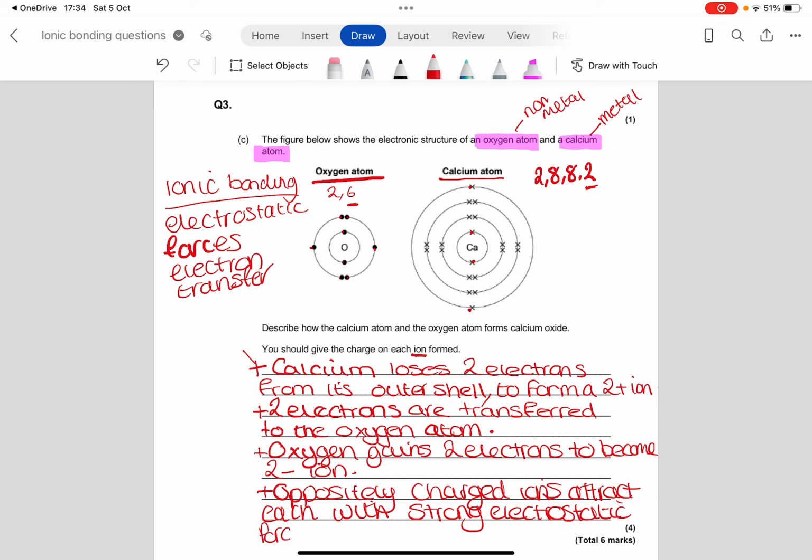If you can hear my son in the background as well, he's on FIFA, so that's why he's going, you know, he's getting excited if his team scores on FIFA. So sorry about that. Okay.